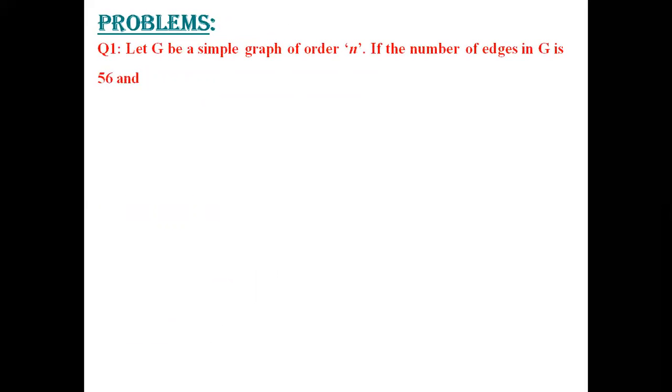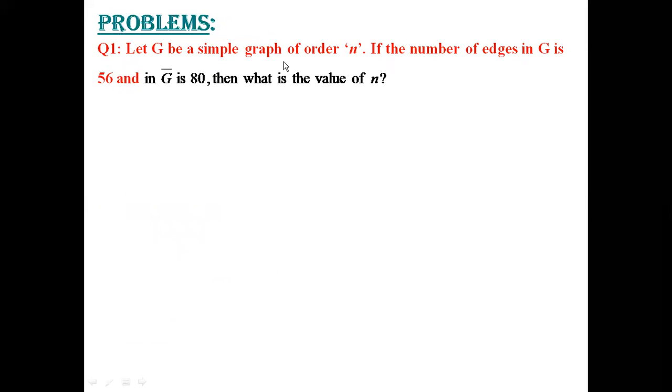First question, let G be a simple graph of order n. If the number of edges in G is 56 and in G complement the number of edges is 80, then what is the value of n?